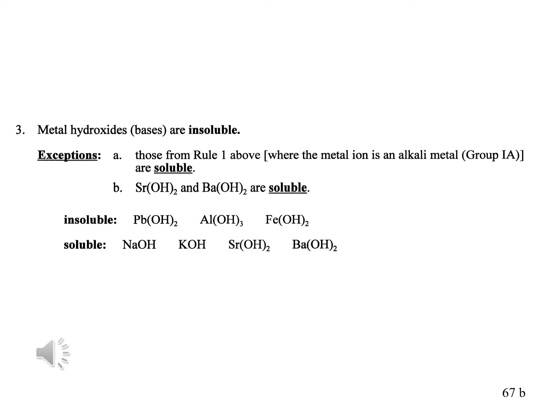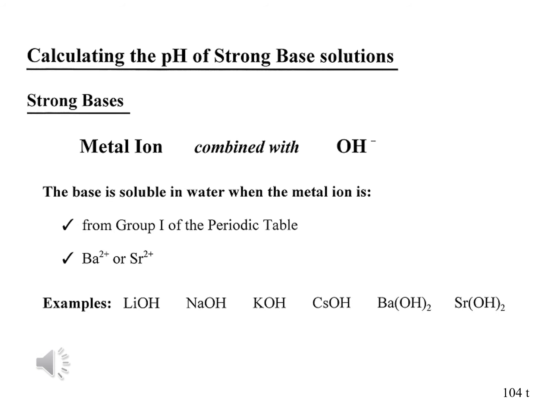Actually, solubility rule 3 says that most of these are insoluble. There's only a few that dissolve. So I'm only going to give you problems with the soluble ones, but any of the metals from rule 1, that means group 1, will give you a soluble base, and then also strontium and barium hydroxide. Those are also soluble. I gave you some examples here of typical ones. A metal that combines with OH and makes it soluble. That's what we're going to do problems about.